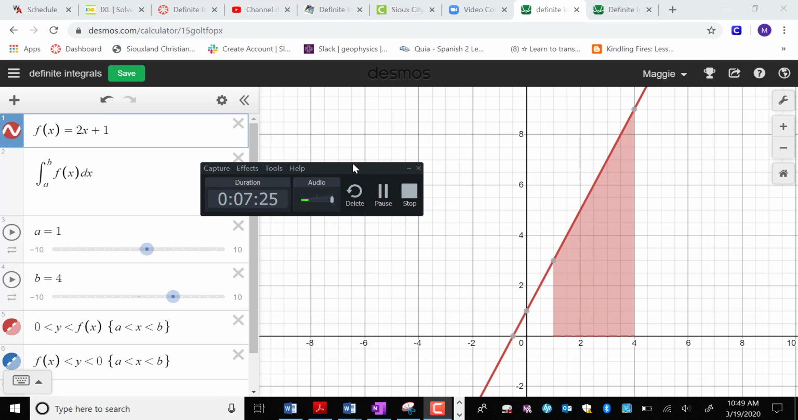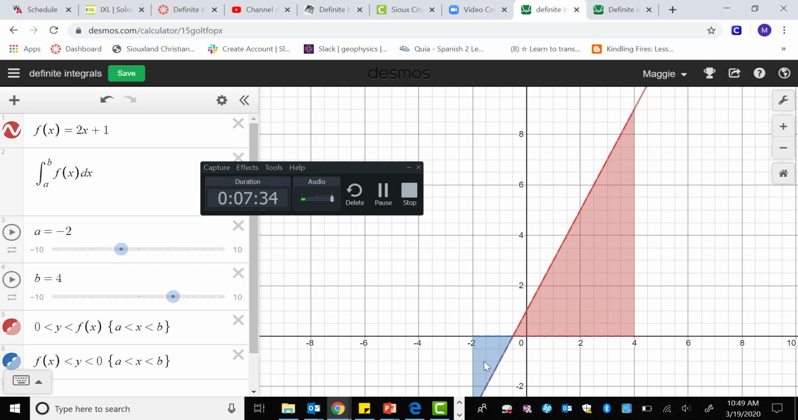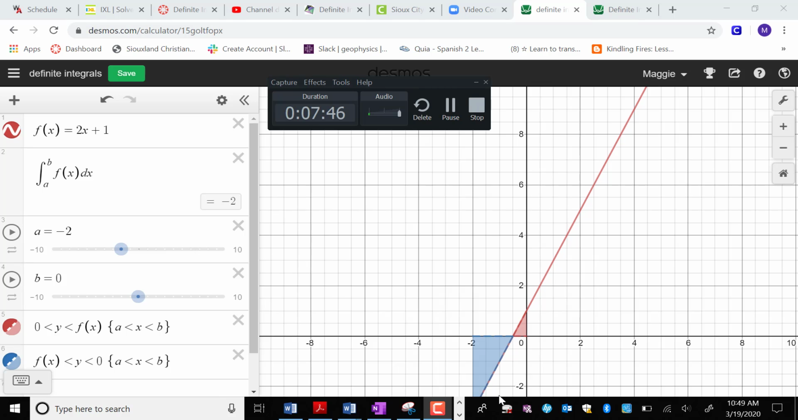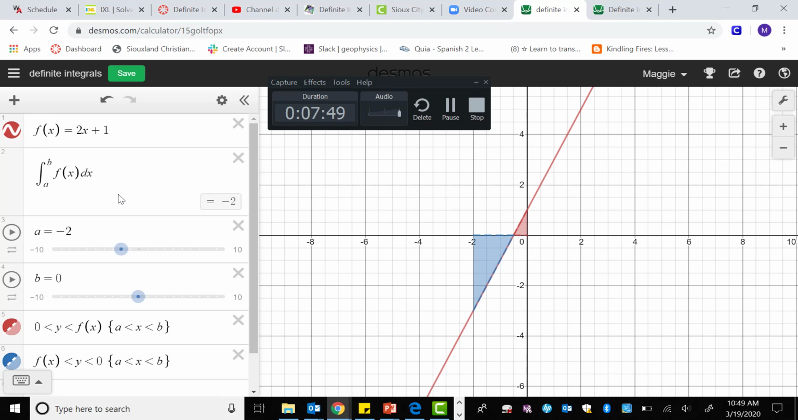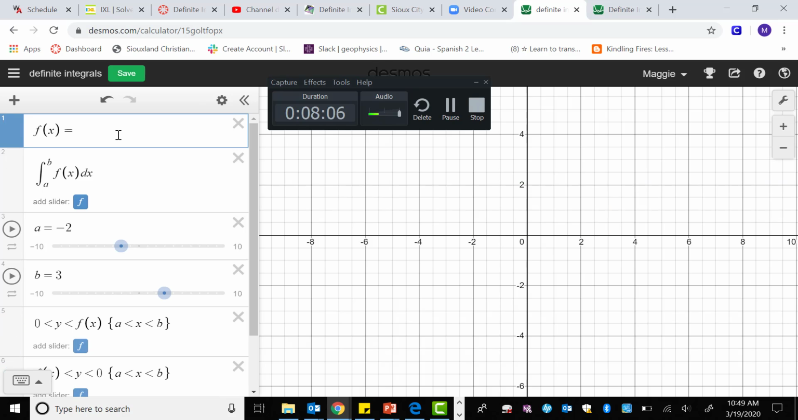But what would happen if I change my boundaries and I have negative? So let's do that. Let's go from negative 1. Ooh, look at that. See how it's blue now? To, let's just let B be 0. So there's negative 2 to 0. My area under my curve is negative 2. It's negative because it's below. So using my diagram, red is positive, blue is negative. So anything below the x-axis still goes back to the x-axis. It's just a negative value. And that can happen with any function. It doesn't have to be just a line.